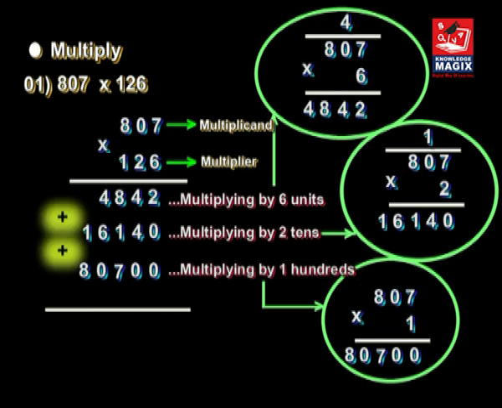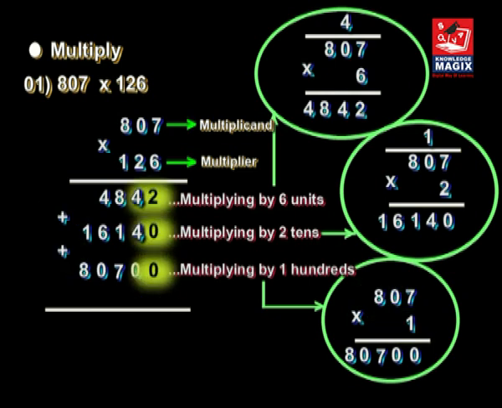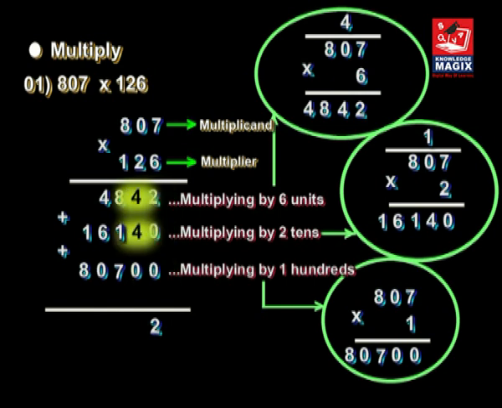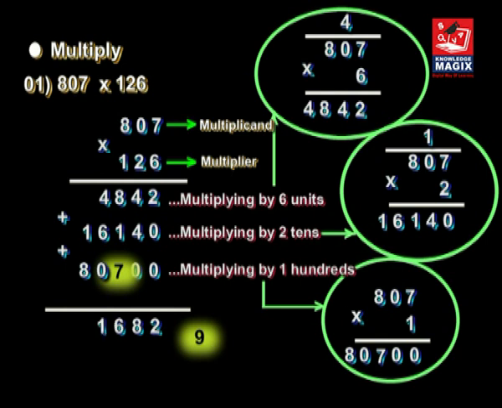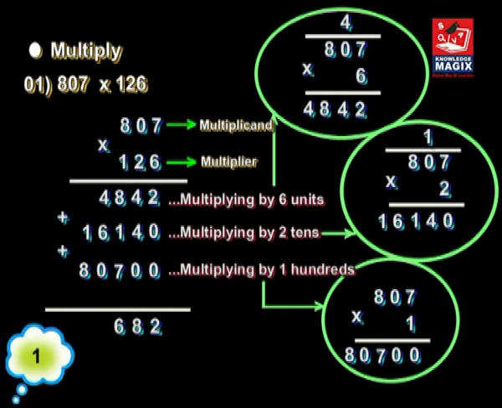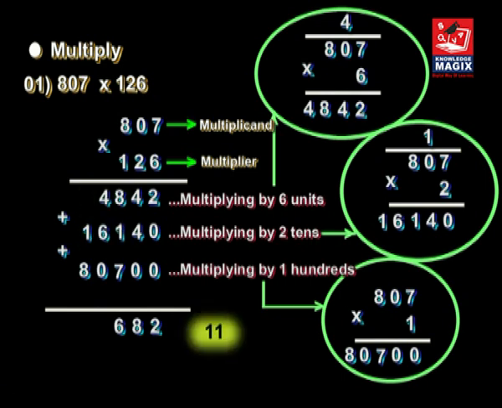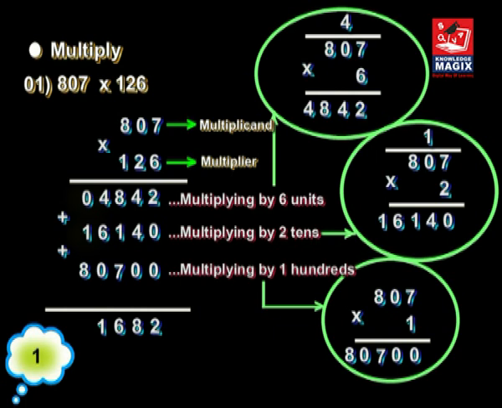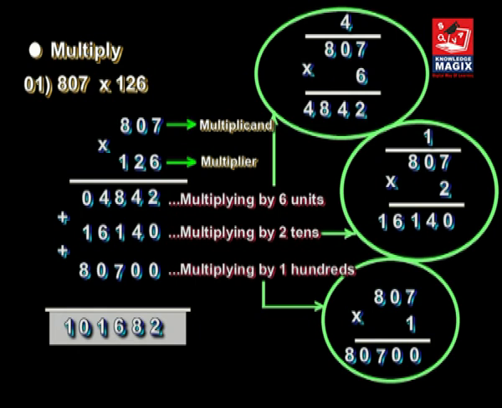Now we'll make the addition. 2 plus 0, 2 plus 0, 2. 4 plus 4, 8. 8 plus 1, 9. 9 plus 7, 16. 6 is written, 1 is carried over. 4 plus 6, 10. Plus 1, 11. 1 is written, 1 is carried over. 0 plus 1 is 1. 1 plus 8, 9. 9 plus 1, 10. So the multiplication is 1,01,682. Next one.